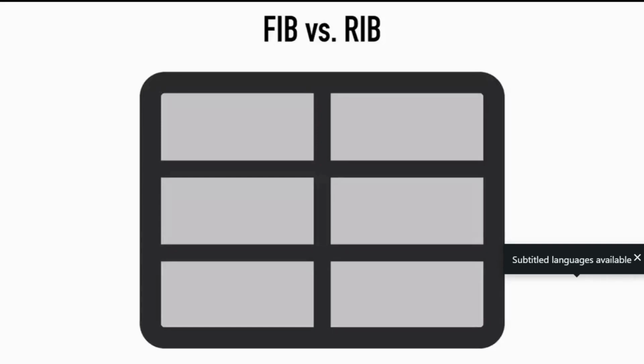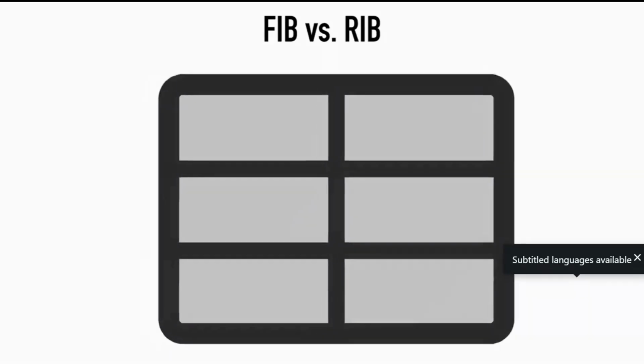We've made mention previously of the FIB and RIB structures, and we want to outline those a bit more clearly in this video. These structures within an IP network perform two distinct functions. Let's take a closer look, starting with the FIB, the forwarding information base.